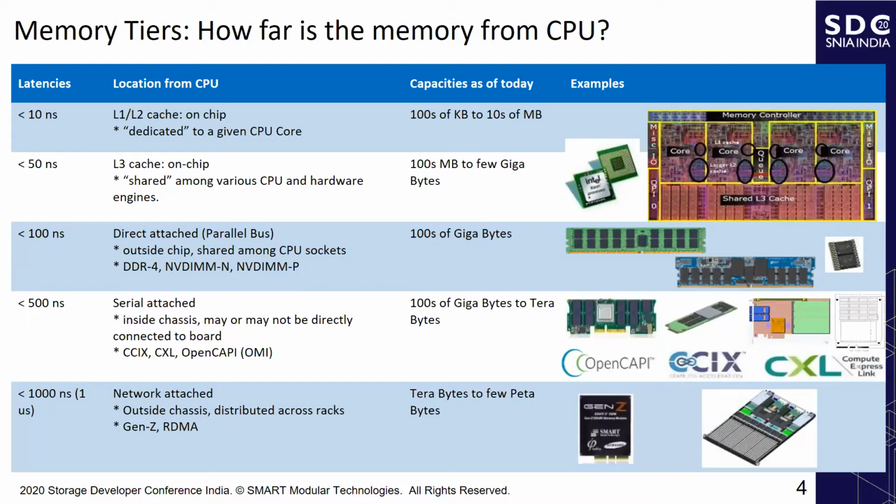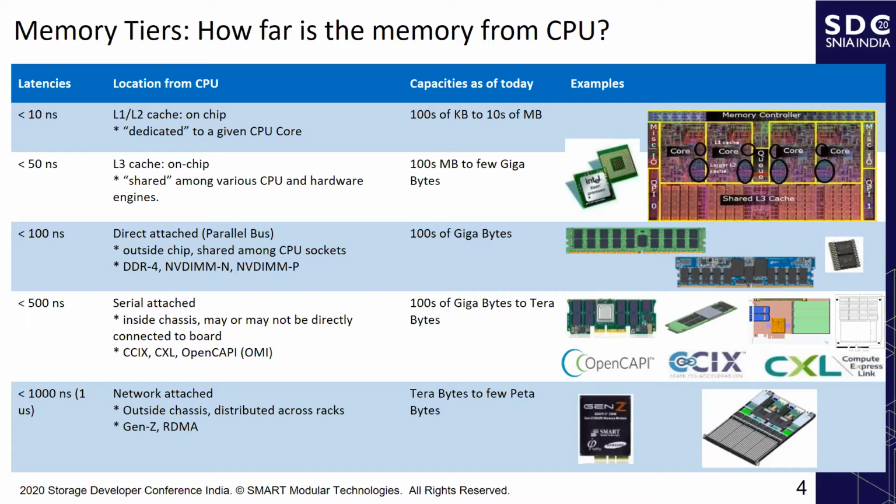Let's look at the memory tiers, which go back to the different areas where memory is connected in a system. The L1 and L2 caches, which sit on the die of the CPU processor, are the closest and talk to the CPU core. They have very low latencies, on the order of less than tens of nanoseconds, but their capacity is also very limited, a few kilobytes or maybe tens of megabytes.